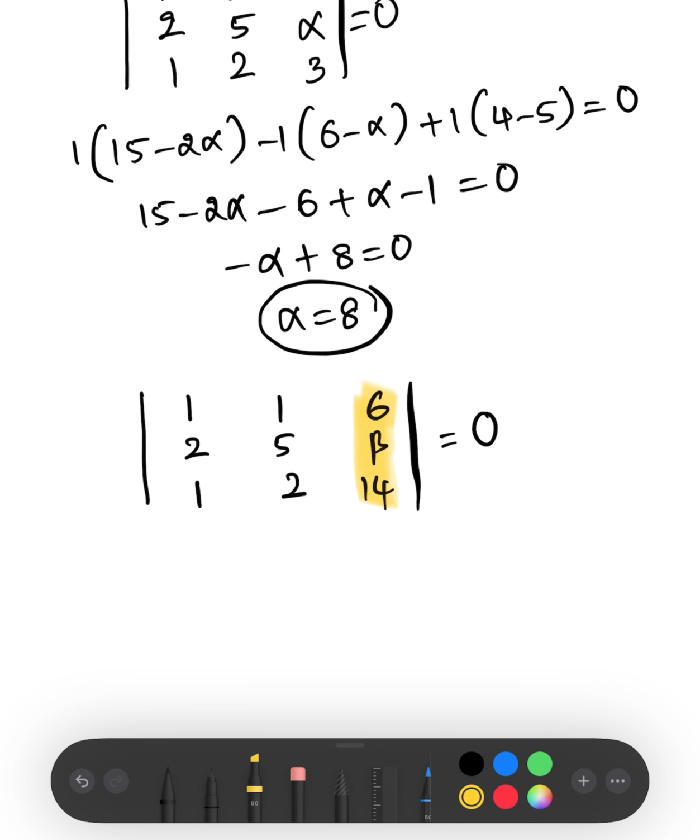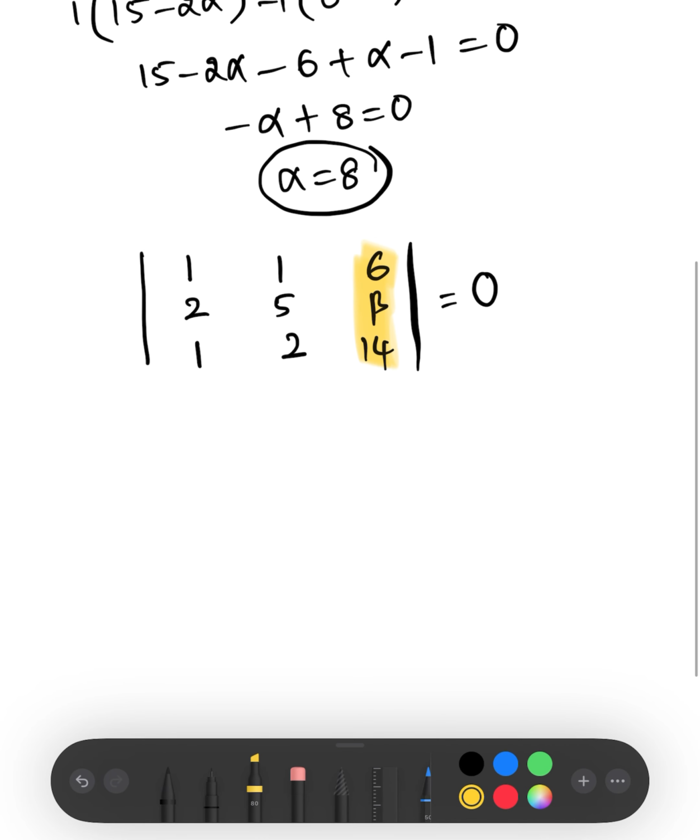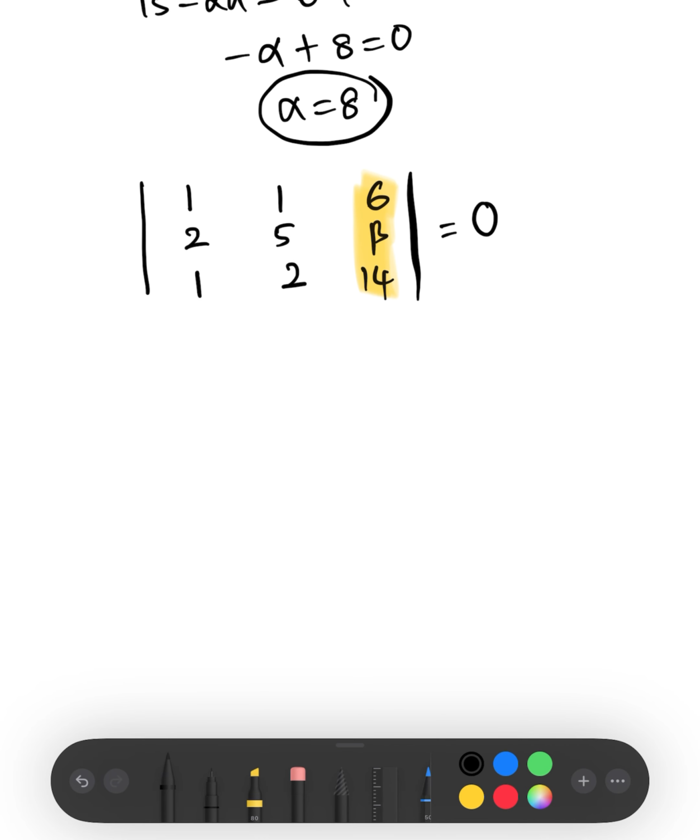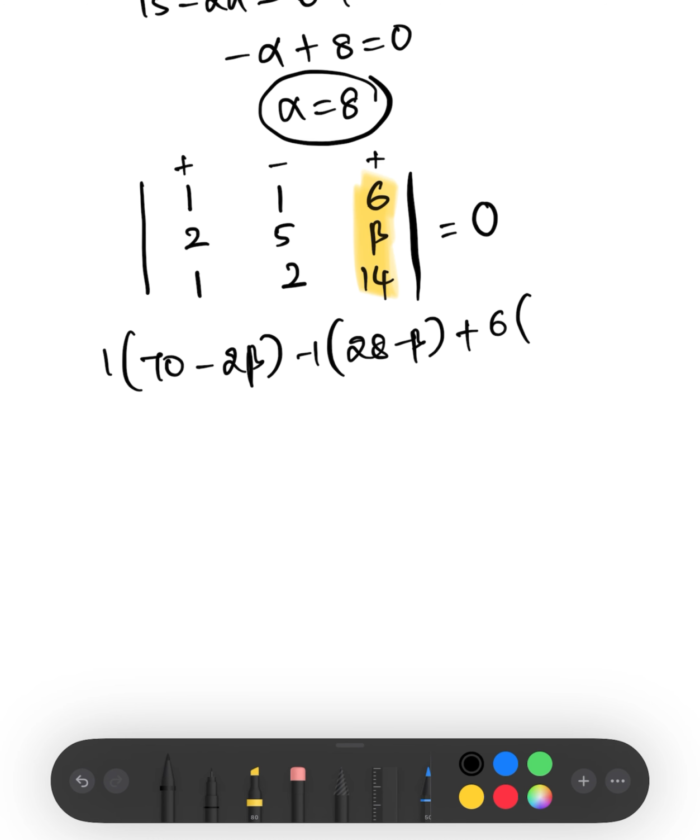The third column I replaced gives delta 3, so delta 3 equal to 0 in this case, delta 1 equal to 0, delta 2 equal to 0, and delta is also equal to 0. Then only we can get infinitely many solutions, so you can start solving the determinant straight away. Plus minus plus. Now it is 1 into 70 minus 2 beta, minus 1 into 28 minus beta, plus 6 into 4 minus 5 equal to 0.